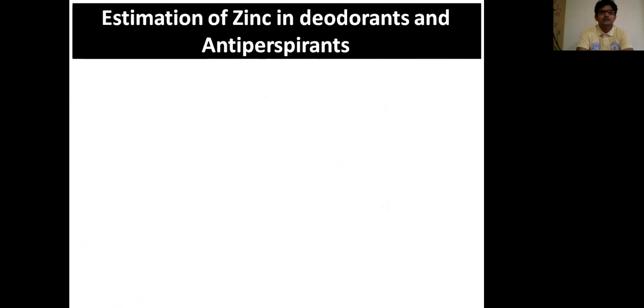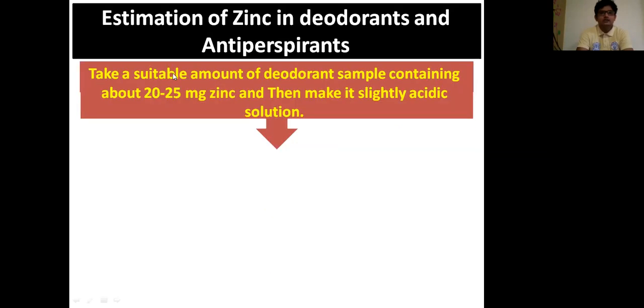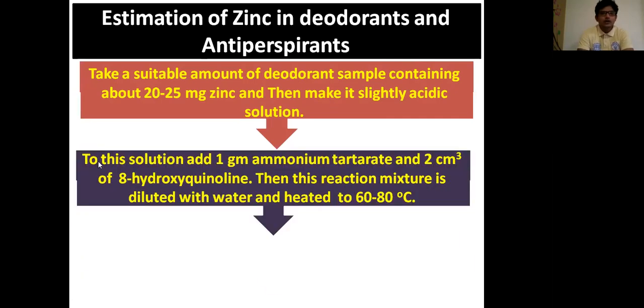So next is the estimation of zinc present in deodorant and antiperspirant sample. So first take a suitable amount of deodorant sample containing about 20 to 25 milligram zinc and then make it a slightly acidic solution. To this solution, add 1 gram ammonium tartarate and 2 cm cube of 8-hydroxyquinoline. Then this reaction mixture is diluted with water and heated to 60 to 80 degrees centigrade.